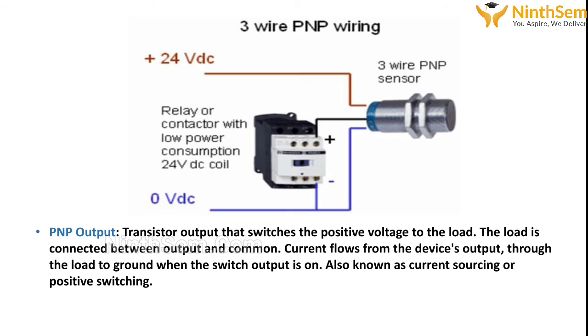So, what is then PNP output? Transistor output that switches the positive voltage to the load. The load is connected between the output and the common. Current flows from the device output through the load to ground when the switch output is on, also known as current sourcing or positive switching.